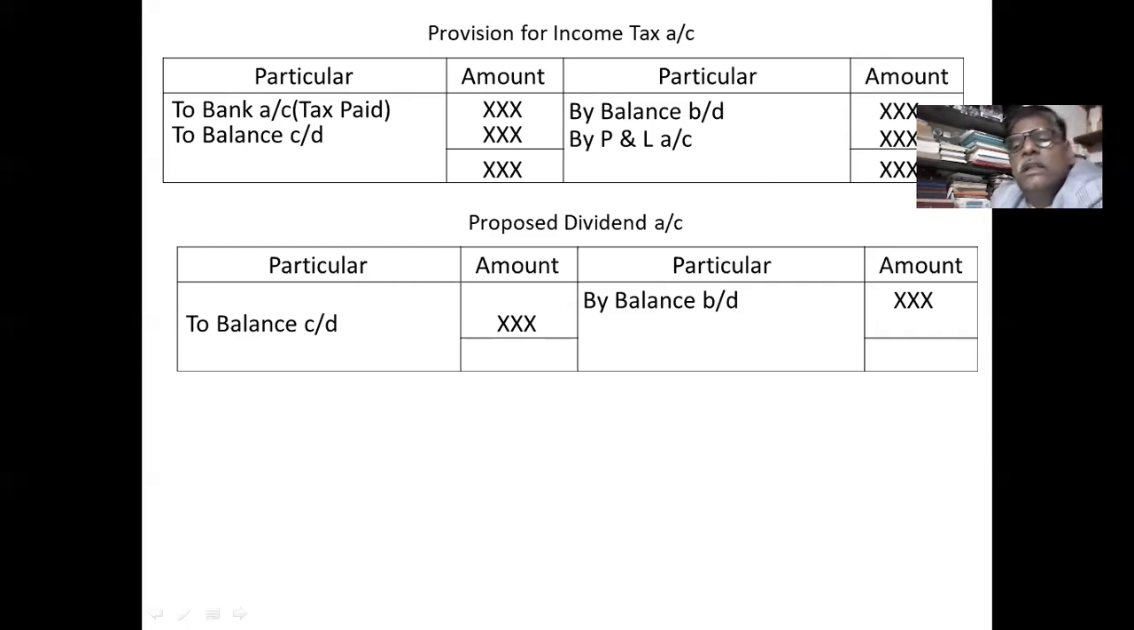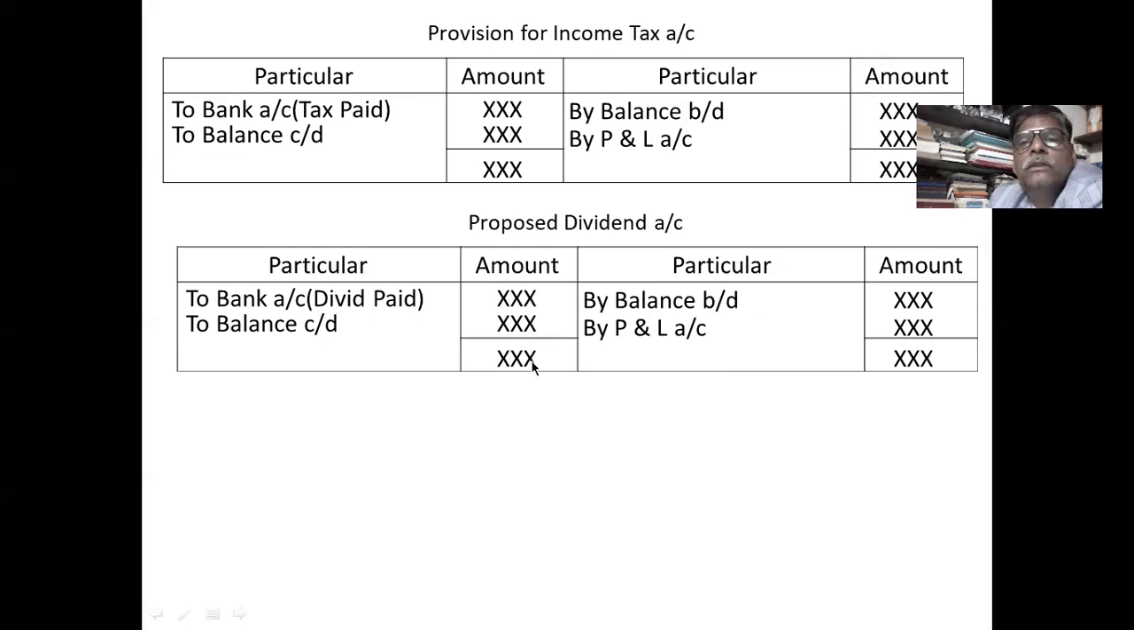And ascertain the another amount by closing the account. To bank, dividend paid. You write like this. Close the account by P&L. This is proposed dividend. Proposed dividend. Okay.